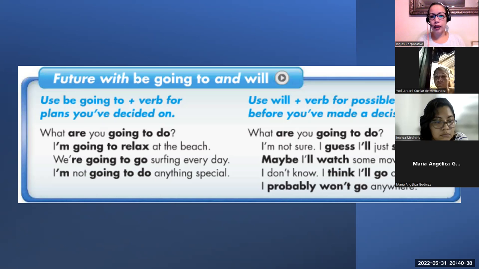Tenemos la pregunta, what are you going to do? It says, I'm not sure. Ya nos dice, no estoy segura. Entonces vamos a usar will. I guess I will just stay home, or maybe I'll watch some movies. Or then say, I don't know, I think I'll go camping. I probably won't go anywhere.